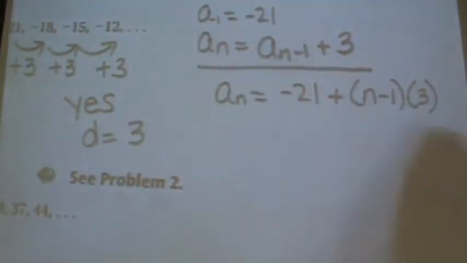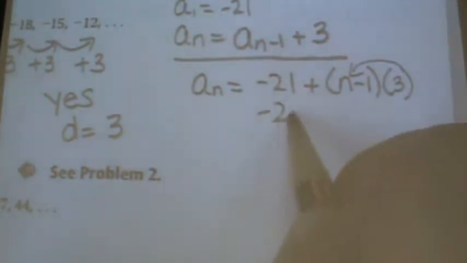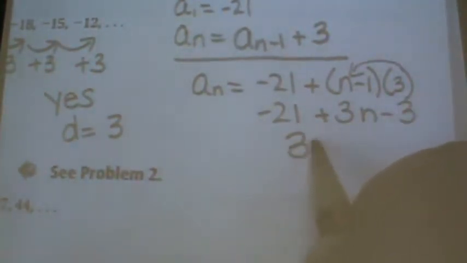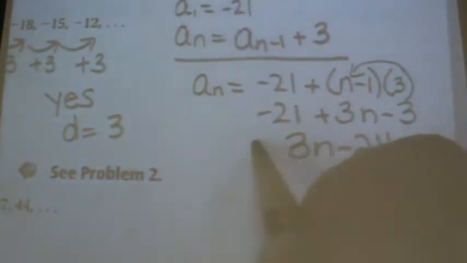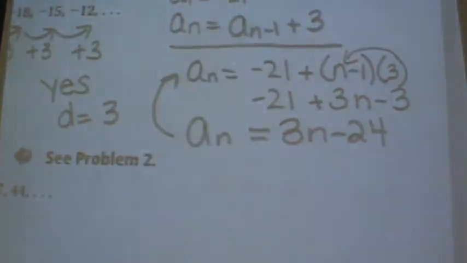Now, they may rewrite this equation. If you were to distribute this, you get 3n minus 3, or 3n minus 24. These 2 are the same equation, they're just solved differently.